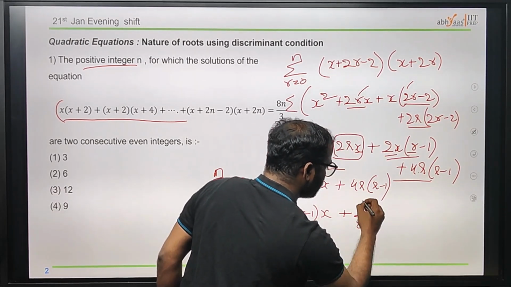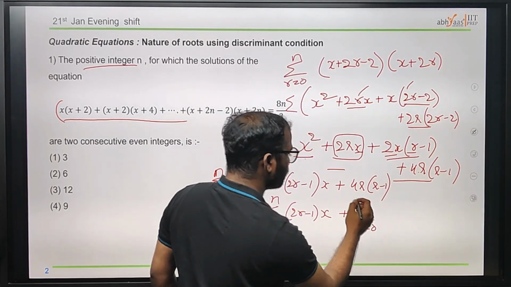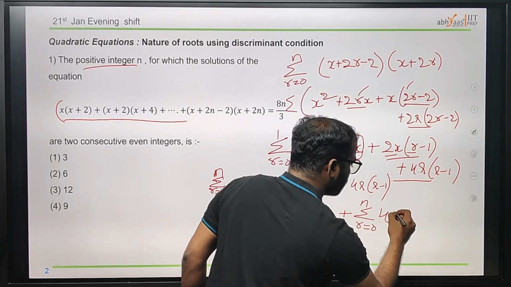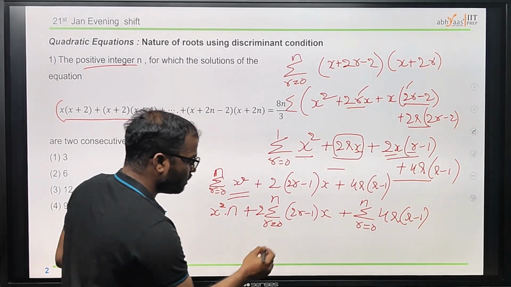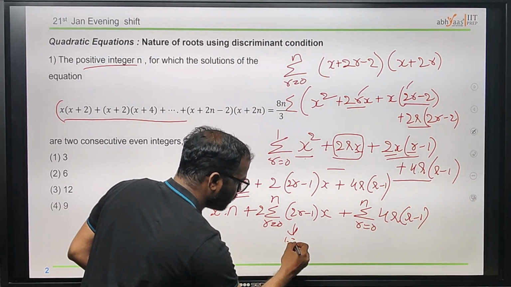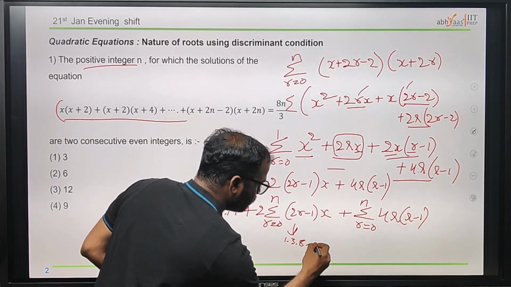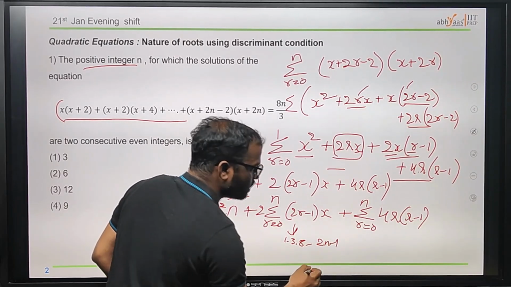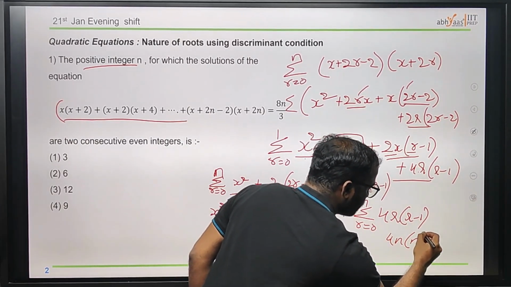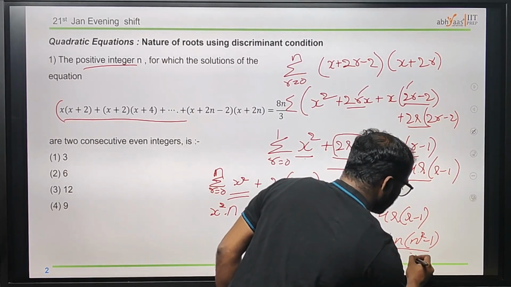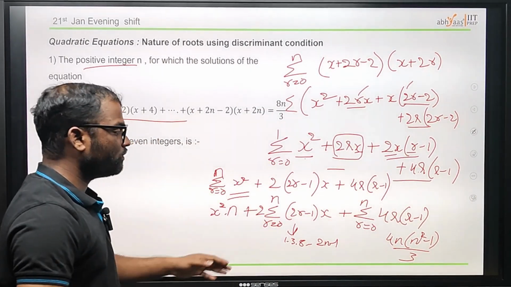r equal to 0 to n. Okay, and next thing we have to write 4r(r minus 1). Okay, if you observe, here we will have odd terms, which is 1.3, 1.3.5 up to n minus 1. Okay, and also here we have 4n into (n square minus 1) by 3. Okay, this is the nth term we will get from this equation.